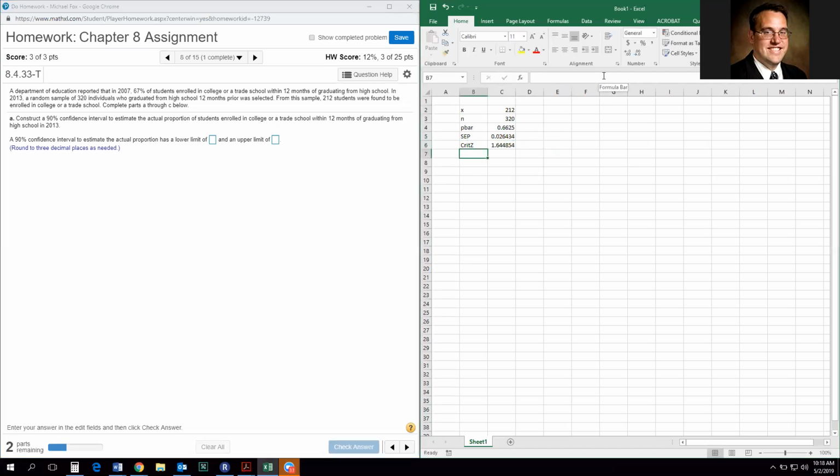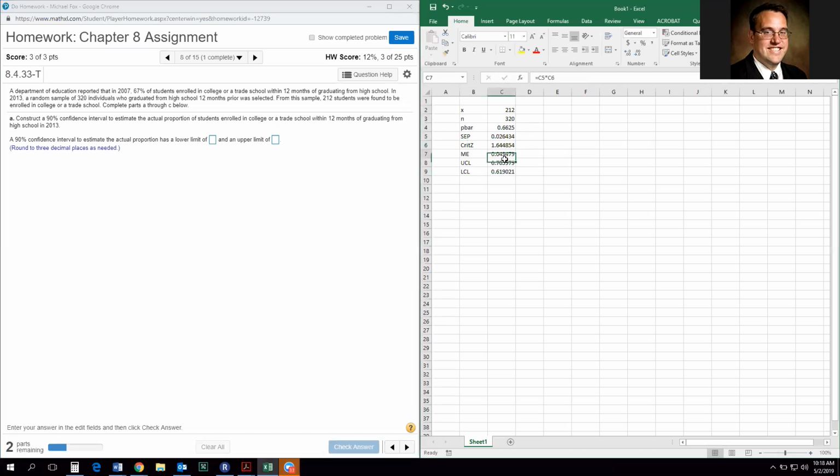There's our critical z-score. So now, to find our margin of error, it's just going to be our standard error of the proportion times our critical z. And then our upper confidence limit is going to be our p-bar, our sample proportion, plus the margin of error. Our lower confidence limit is just going to be our p-bar minus the margin of error.